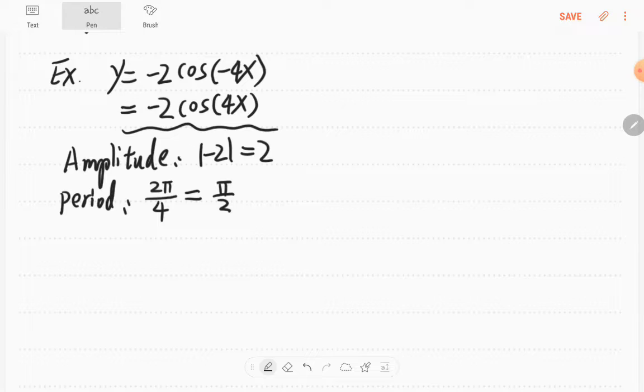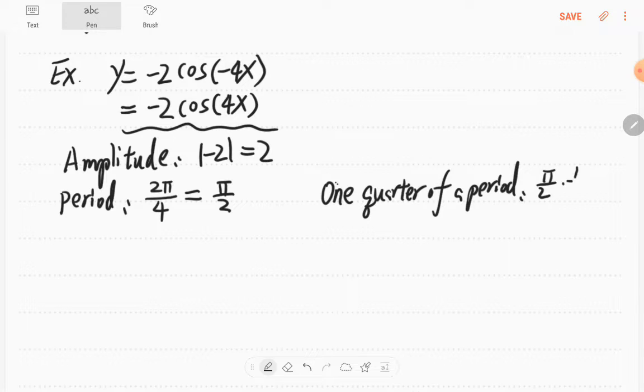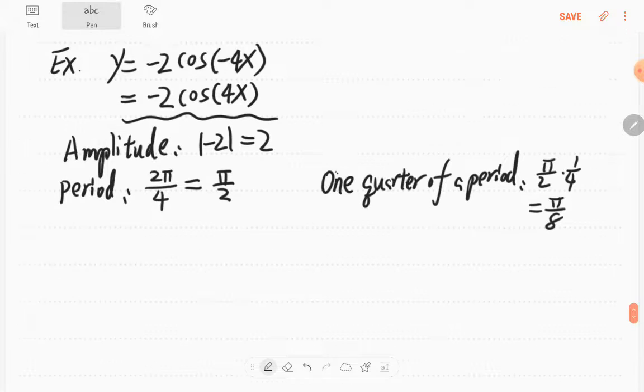And our 1/4 of the period, which is 1/4 times pi over 2, so this is pi over 8. Okay, so the distance between each quarter point, the x coordinate for the quarter points, is pi over 8, so it increases by pi over 8, right?